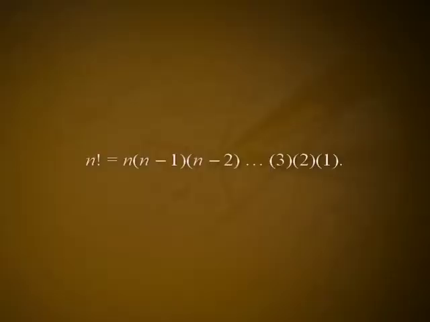Definition. If A is the finite set {1, 2, ..., n}, then the group of all permutations of A is the symmetric group of n letters and is denoted by S_n. Note that S_n has n factorial elements, where n factorial is equal to n times n minus 1 times n minus 2 times ... times 3 times 2 times 1.